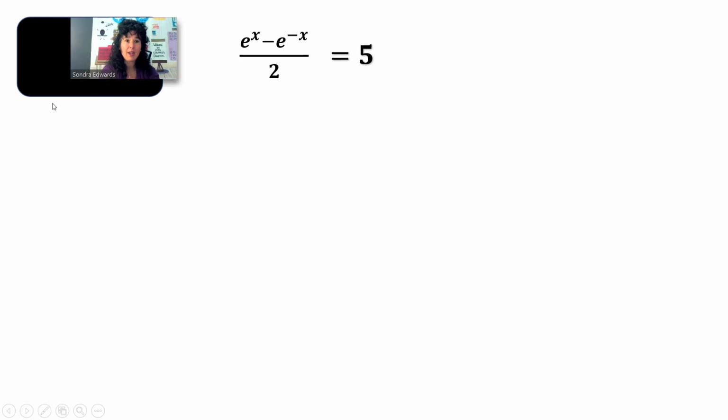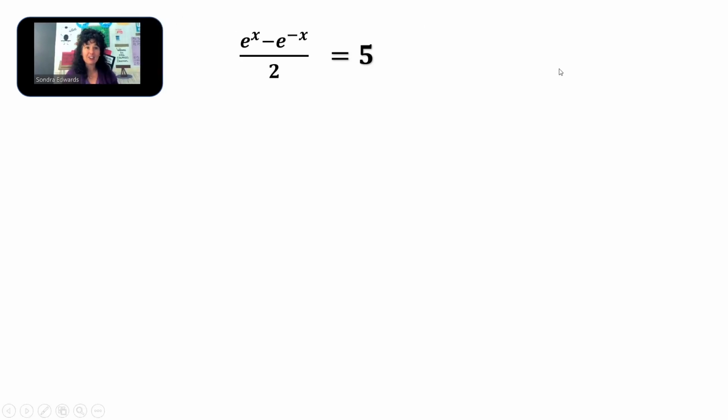Here we have one other one that is maybe particularly ugly.